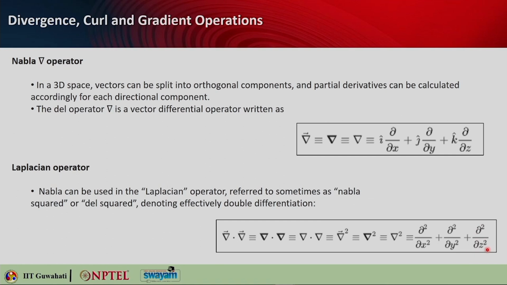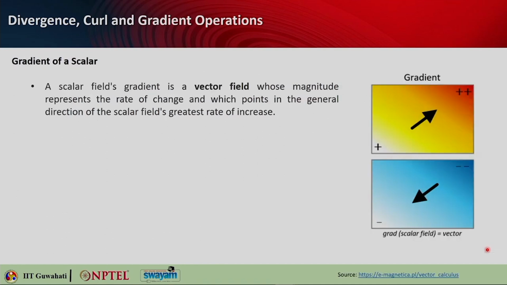So this is basically second order differentiation. Now let's look into a little bit more detail into the gradient, divergence and curl. As I mentioned, a scalar field's gradient is again a vector field.